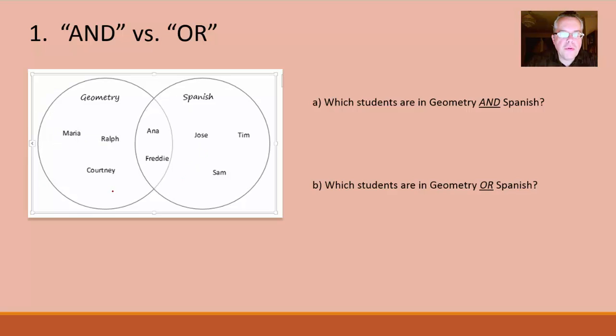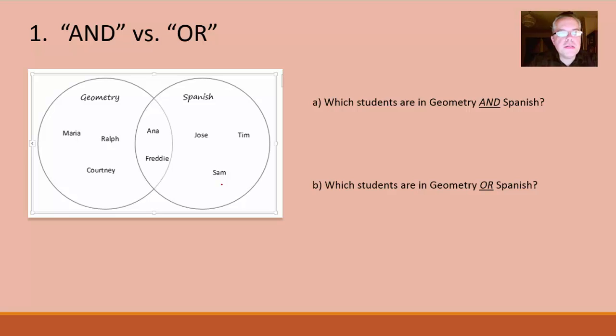That's Maria, Ralph, Courtney, Freddie, Anna. Everyone in the geometry circle is in the geometry class. Then we have a Spanish class. Everyone whose name is in the Spanish class is Tim, Jose, Anna, Freddie, and Sam.